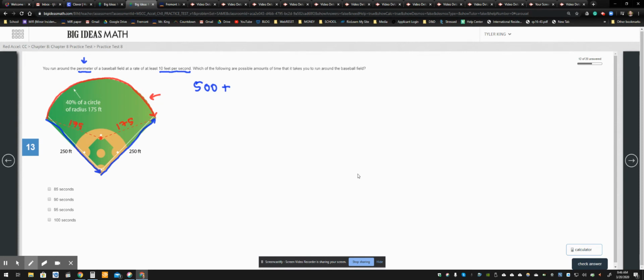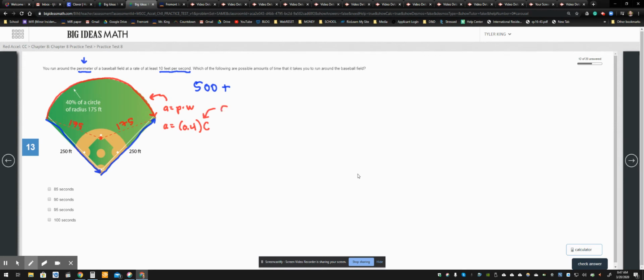So this curved piece right here is actually going to be A equals P times W. So we're going to take A is equal to 0.4 and then times the full circumference. Okay, that will give us 40% of the circumference. But first we have to find our circumference.